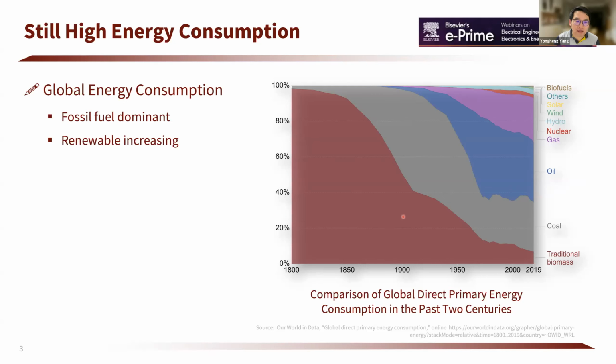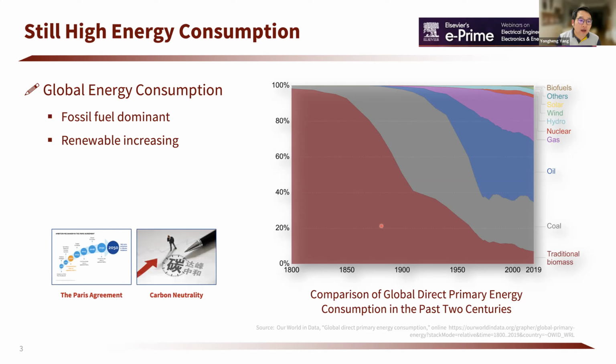We see that in the past, it was a fossil-dominant energy consumption structure, but today it is more renewable based, and renewable is still increasing because, seen from the global perspective, all the nations are trying to bring the temperature increase down, the 2 degrees C or 1.5 degrees C targets in the Paris Agreement.